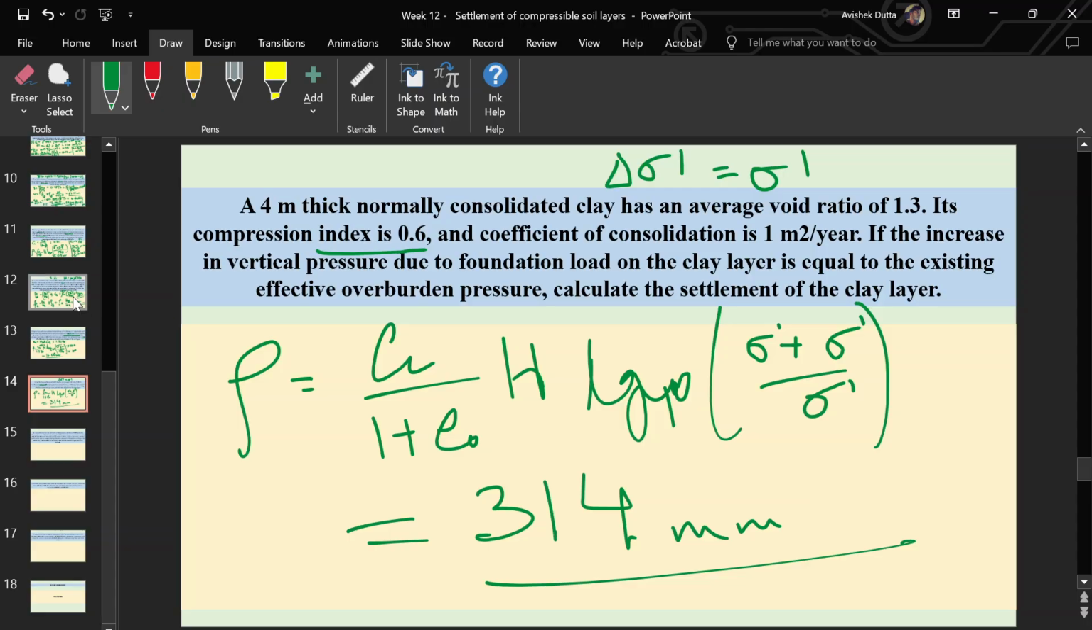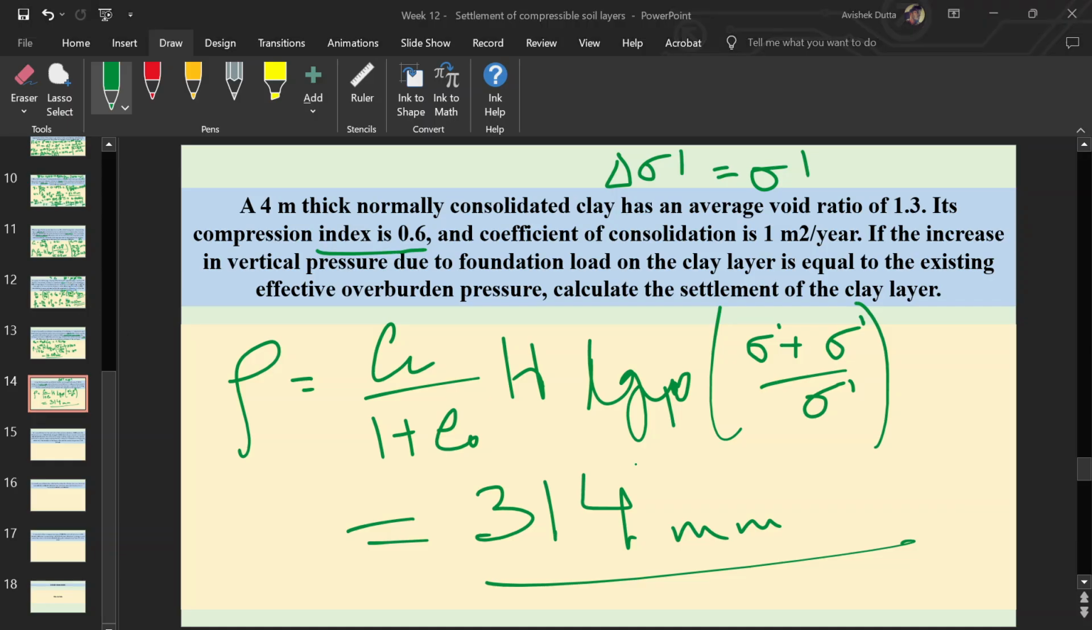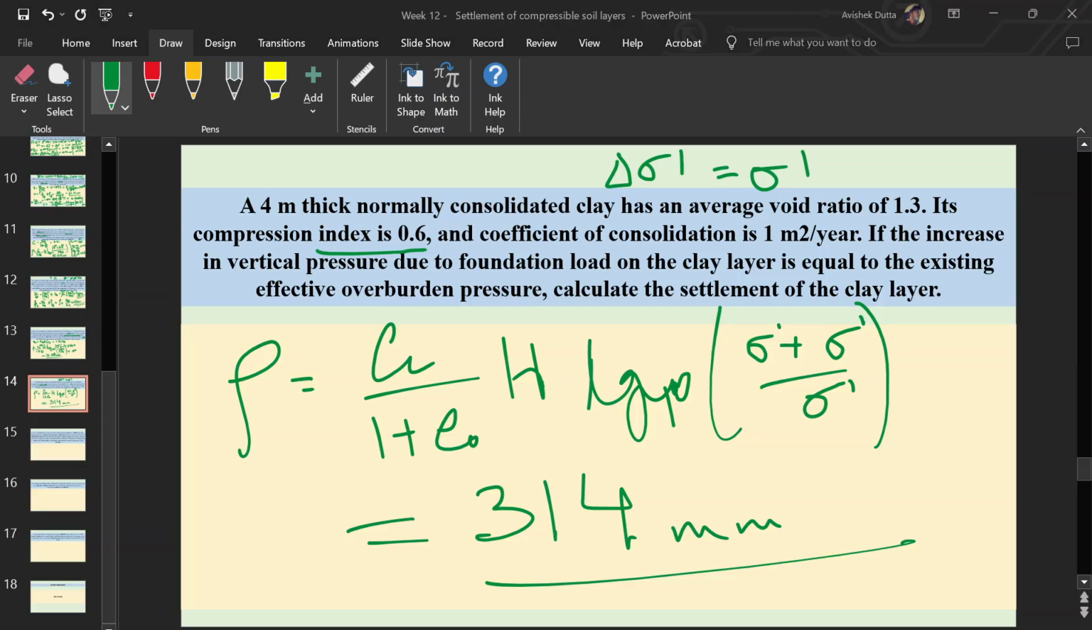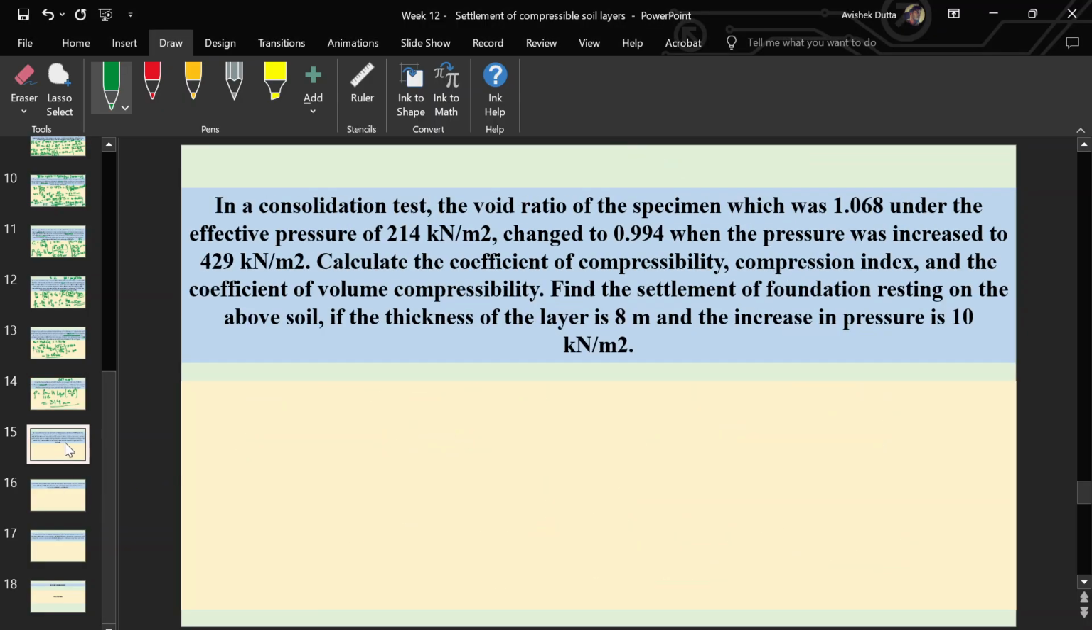Right, sir. No need of Cv. No need of Cv. Again, an extra parameter given. Now, in the next sum, just a moment, I will just check. Okay, it is recording. In the next sum, you will be needing everything. So you have so many things given over here.